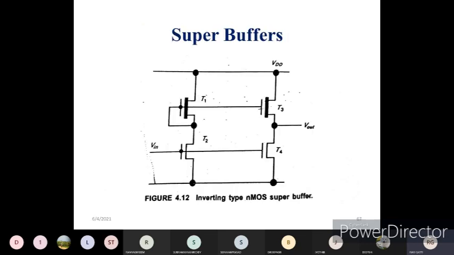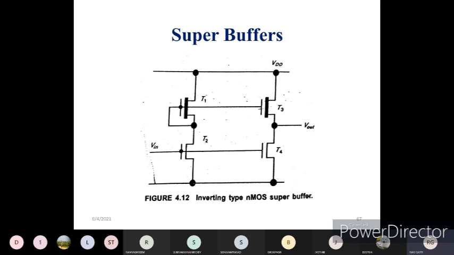The last concept we are going to see is the super buffer. In the previous case, what we considered was the pull up transistor or pull down transistor. They are not capable of driving the same load for the capacitance values. Sometimes pull up transistors will be more, whereas sometimes pull down transistors will be more. That means there is no symmetry between the pull up transistor and the pull down transistor. In order to avoid this asymmetry, we go for one more type of buffering concept, and those buffers we call a super buffer.